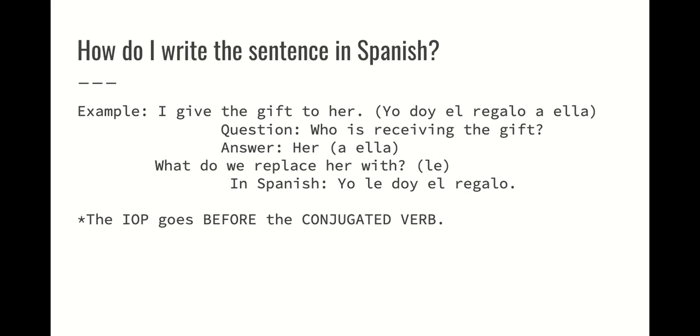Okay, so again, we have to move that le between the subject pronoun and right before the conjugated verb. And then we end up with our full sentence. Okay, and again, there's a little bolded note. The IOP goes before the conjugated verb. So you do have to move it. Okay, and that concludes IOPs. So now remember that IOPs are replacing who is receiving the gift or who is receiving something. Okay, so the recipient of the action in the sentence is going to be your IOP.